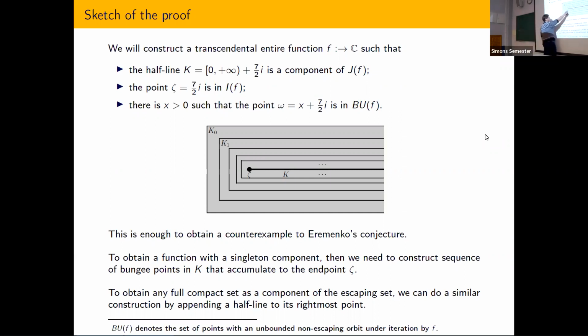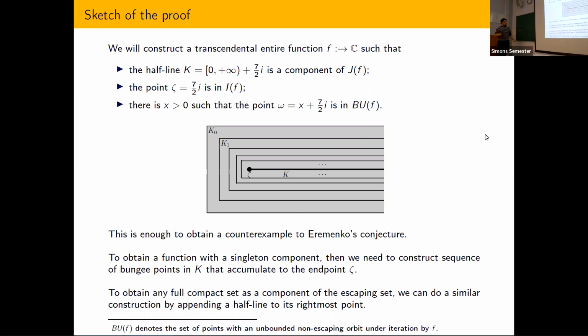We want to make this point escaping. So you wonder, what if I make this point escaping? What could the component of the escaping set containing this point look like, and how do I make it bounded? Well, it will not be able to go outside this half line because here you have all these half rectangles that accumulate to it. So the only way that this component could be unbounded would be if it's like this line, because there is no other way for this component to grow.